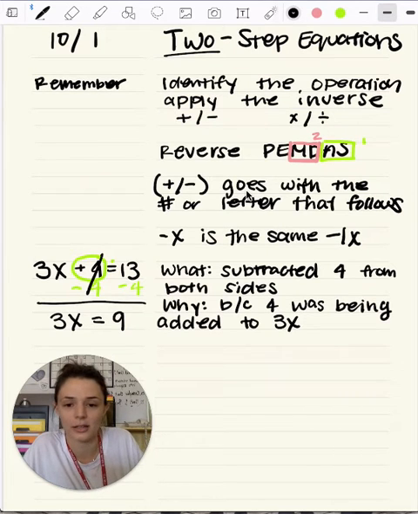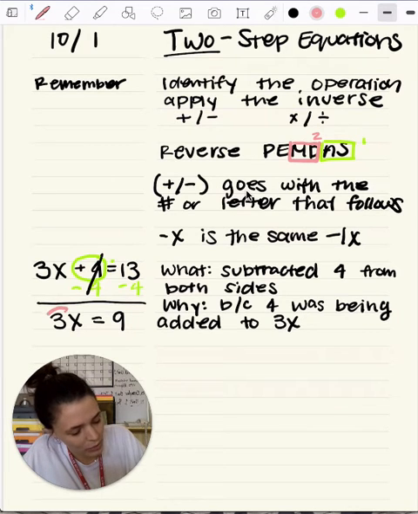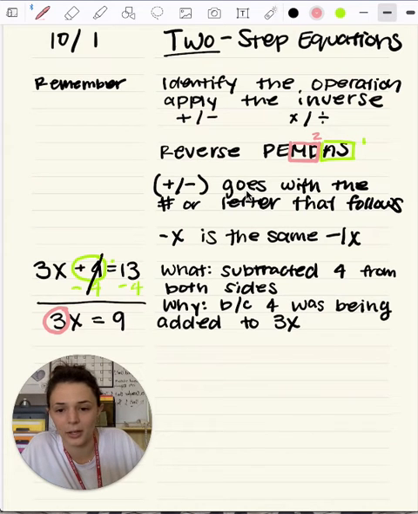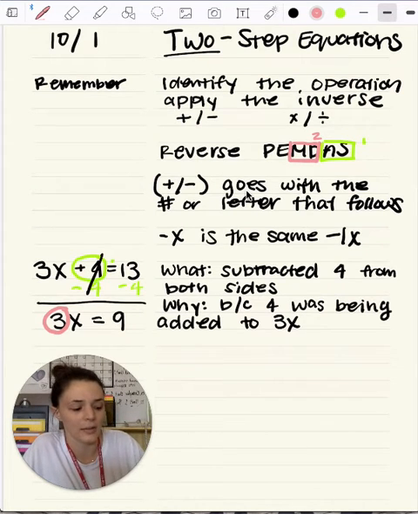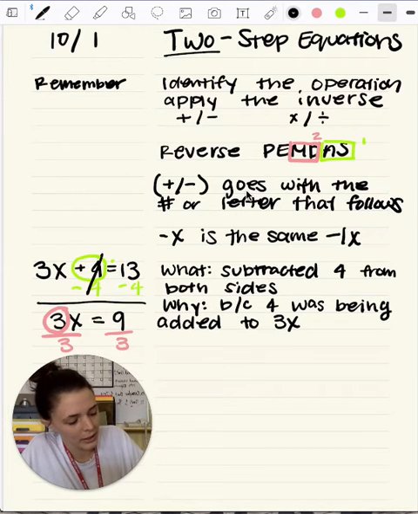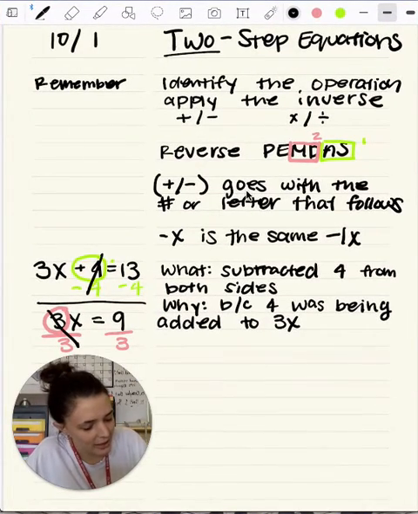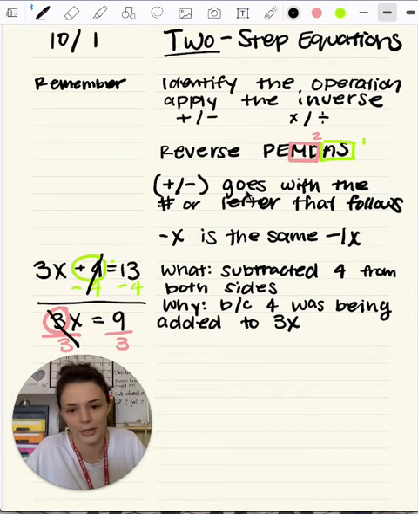Okay, so now we have 3x equals 9, and we're not done yet. We still have to get x by itself. So the next thing that I'm looking for is multiplication or division. All right, well right here I see x is being multiplied by 3. 3x means 3 times x. So x is being multiplied by 3. We'll use the inverse, division. Divide both sides by 3. These cancel out, and we have x equals 9 divided by 3 is 3.